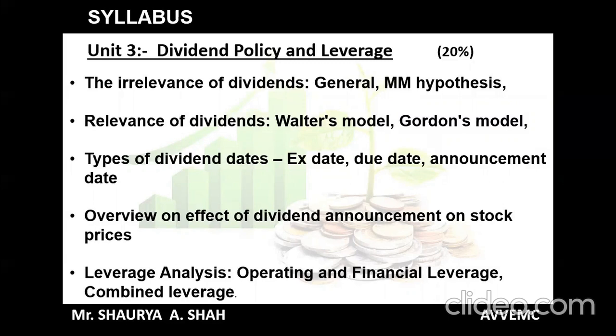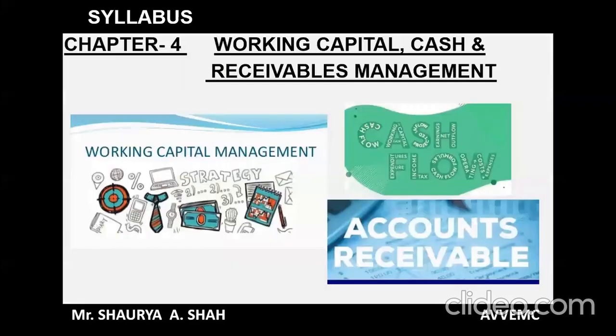Leverage analysis. Leverage, as I told you, is the policy or system through which you borrow money from various lenders. There are 2 main types of leverage. One is operating leverage. The second is financial leverage. Combining both of them is known as combined leverage. So taking into account the benefits of operating leverage and the benefits of financial leverage, a company can implement a combined leverage. We will be studying everything in detail in the chapter.